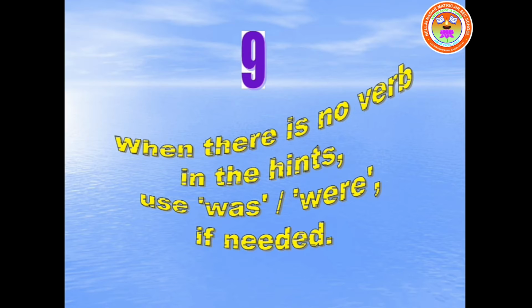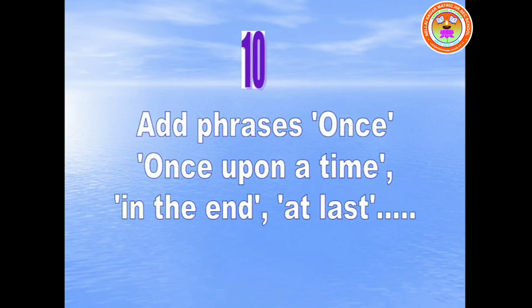When there is no verb in the hints, use was or were if needed. For singular subject, we have to use was. For plural subject, we have to use were. 10th point: add phrases like once upon a time, in the end, at last, if needed.